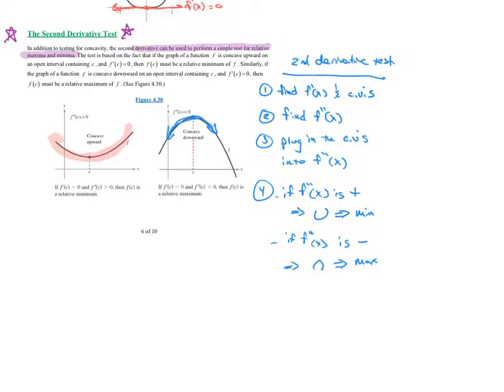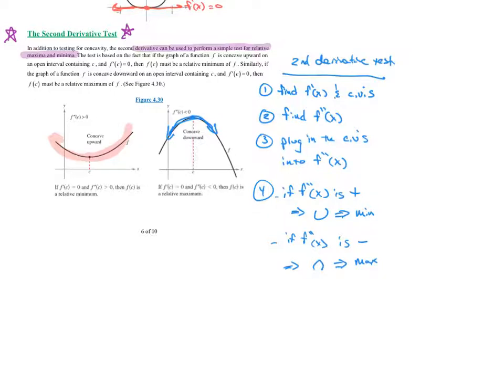Well, for the first derivative test, you need to find the critical values, which you do here, so that's no different. But then you need to draw the number line, determine the intervals, and test points in each one of the intervals, and then look at it and decide, okay, is my first derivative going from positive to negative, which would make it a maximum. If my first derivative is going from negative to positive, it would make it a minimum.